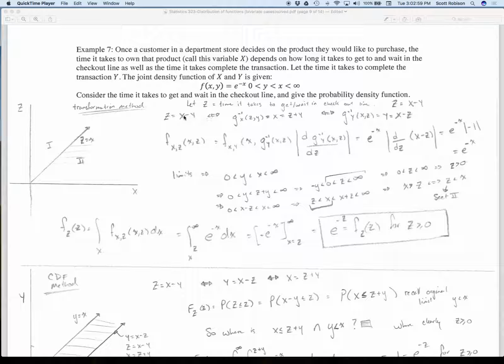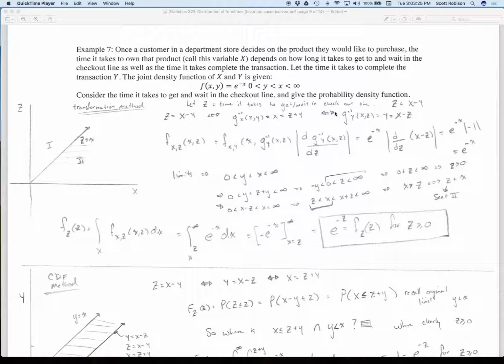Okay, so here let's rearrange this in terms of x. Let's isolate for x, which gives us the inverse function of x. So here's x, and it equals z plus y. We could also find the inverse function of y if we isolate for y. So maybe either of these two could be useful for us depending on which way you want to do this.